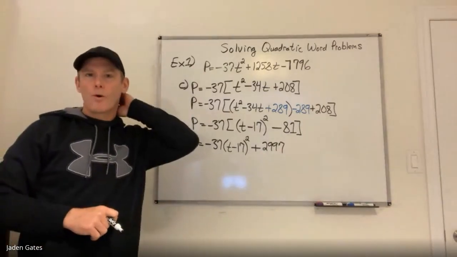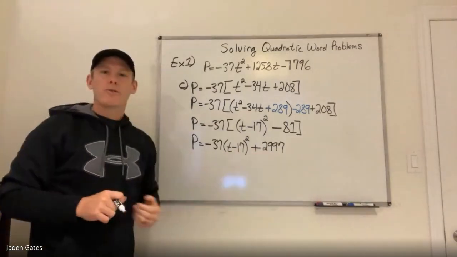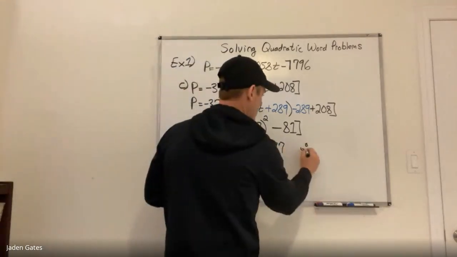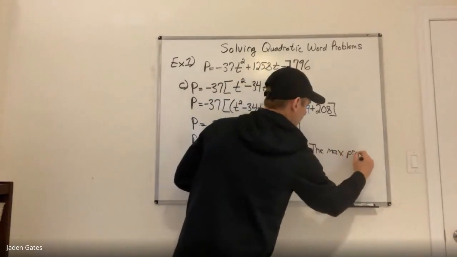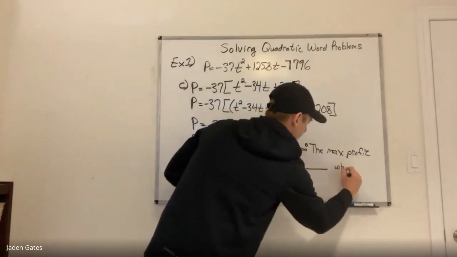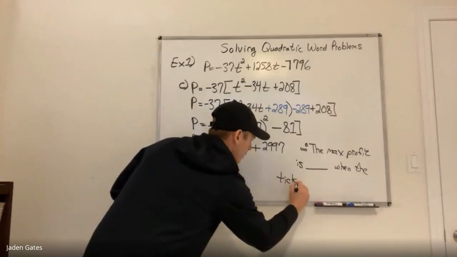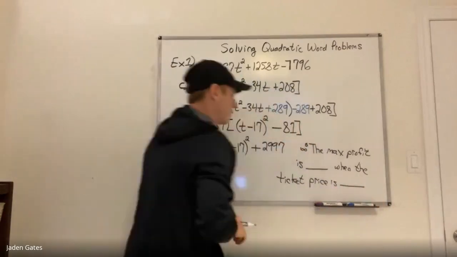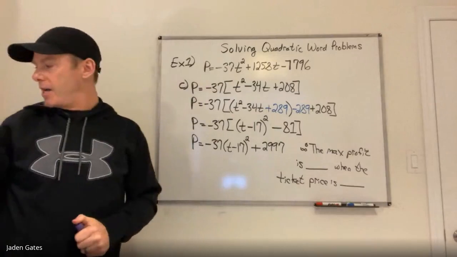All right, so now I've completed the square. But again, this is a word problem. Got to come up with a conclusion here. And all the answers are there. You just have to know where they are. And so I can complete this sentence: the max profit is blank when the ticket price is blank. And again, the answers are there. You just got to be able to find them.